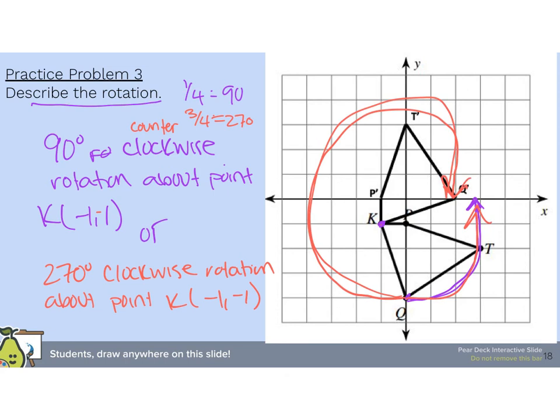Point K is the point that doesn't move, so that is the point of rotation. I don't know if I asked you that on a separate slide, but if I do, this is what you will put. Point K, -1, -1.